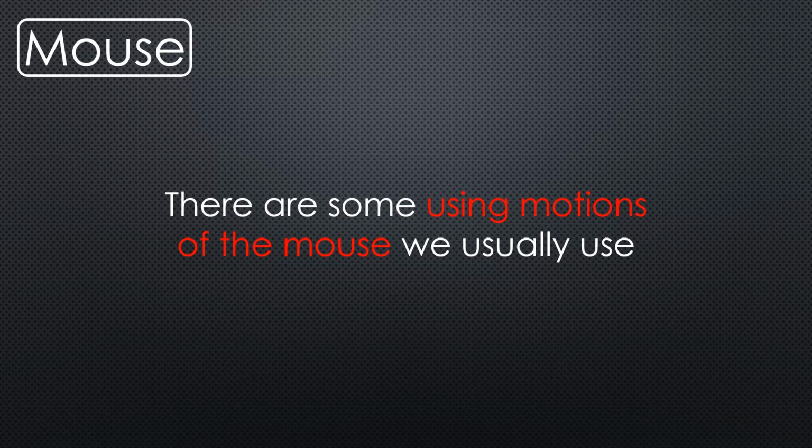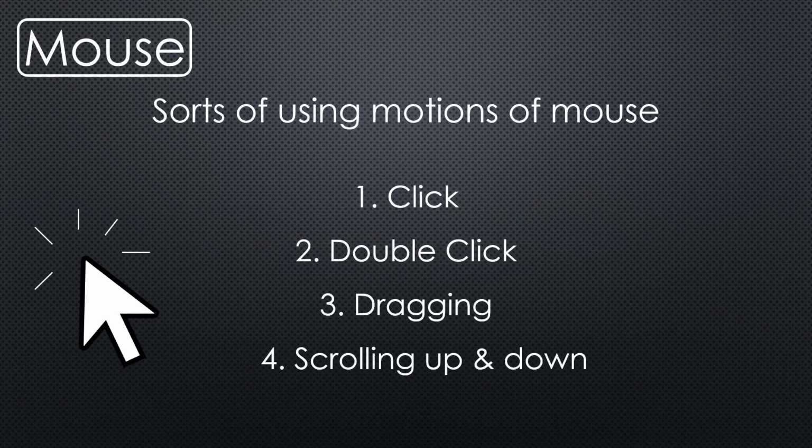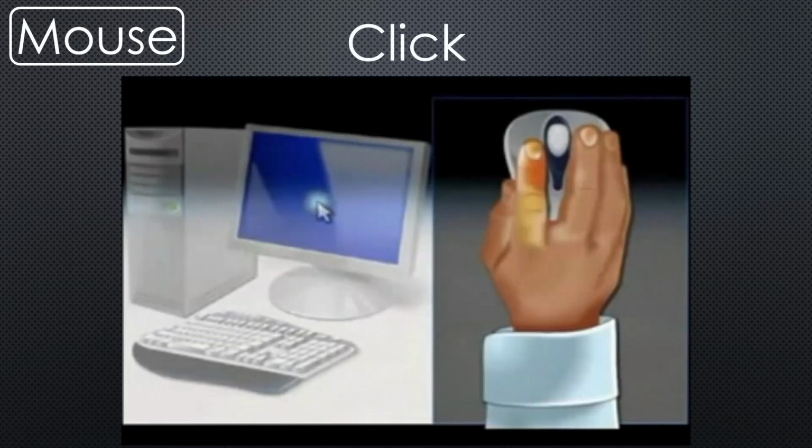Hi everyone. Here is the class, the basics of computers. Let's go ahead with the lesson about how to use the mouse and keyboard. There are some mouse motions we usually use. First is click. Click is pressing the button once. Like this.